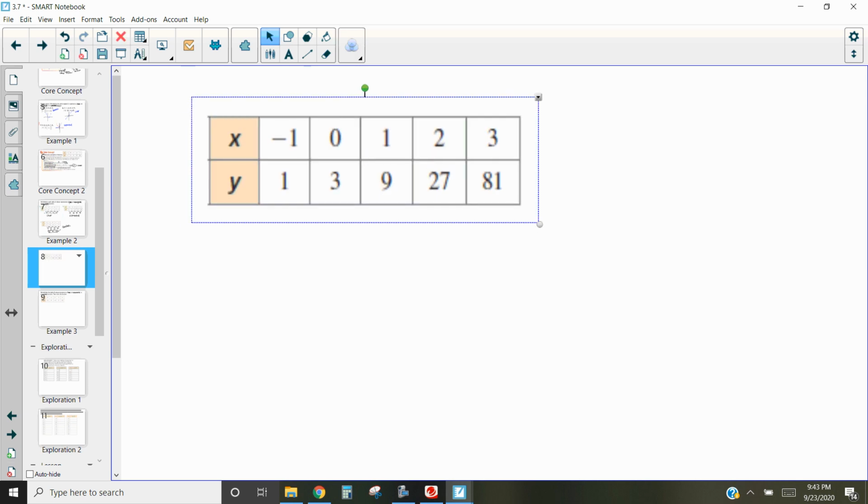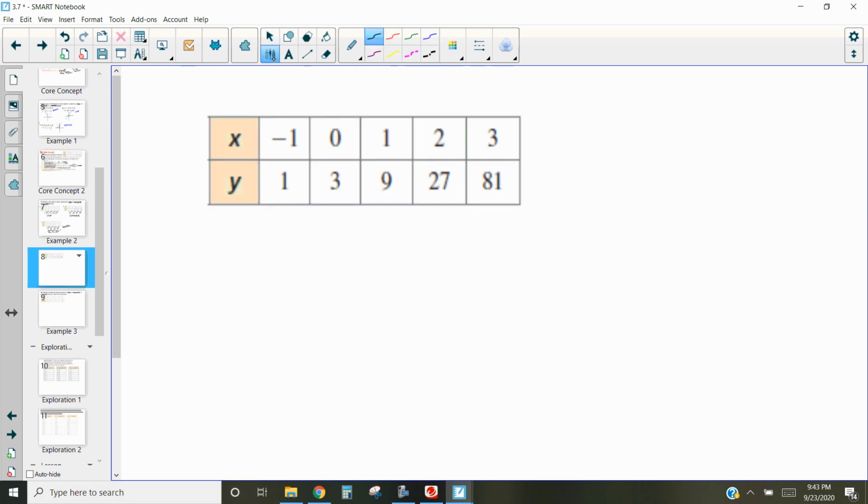Okay, so here we are. Here's our last example of this kind. So let's find that difference. Right here, 1 to 3, well, I add 2. 3 to 9, well, I add 6. 9 to 27, well, that's going to be plus 18. And then 27 to 81, whoa, 81 minus 27 would be 54. Okay, and then I find the difference of these.